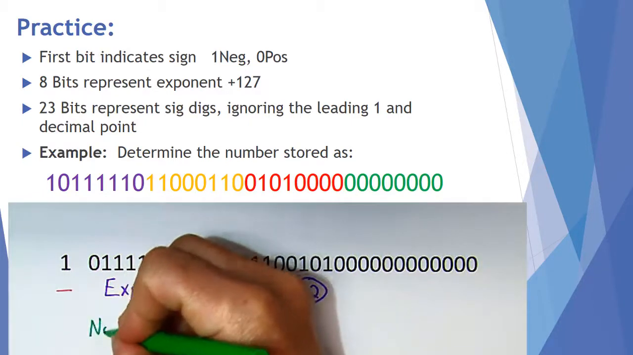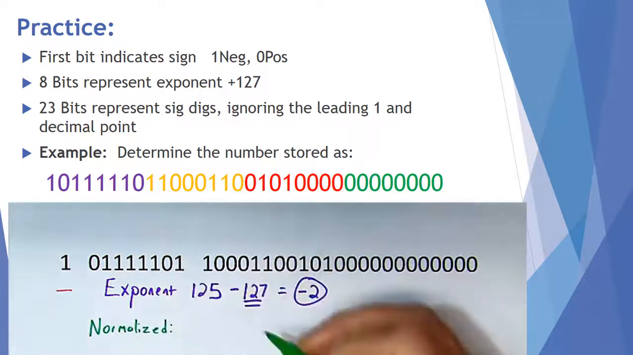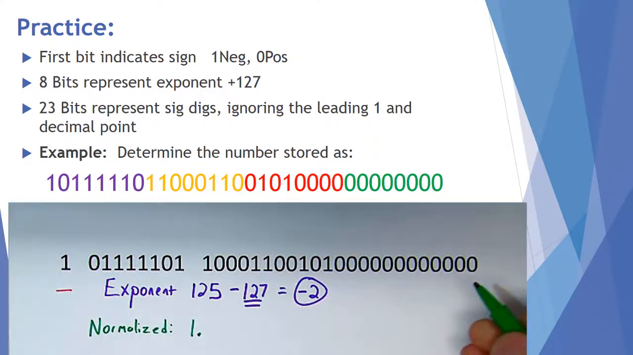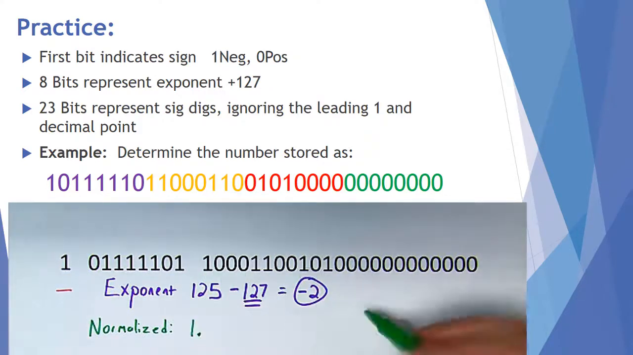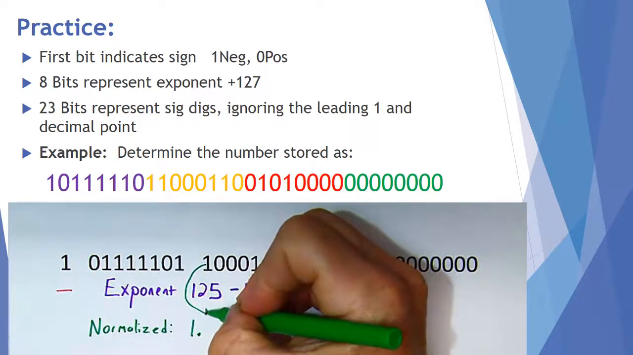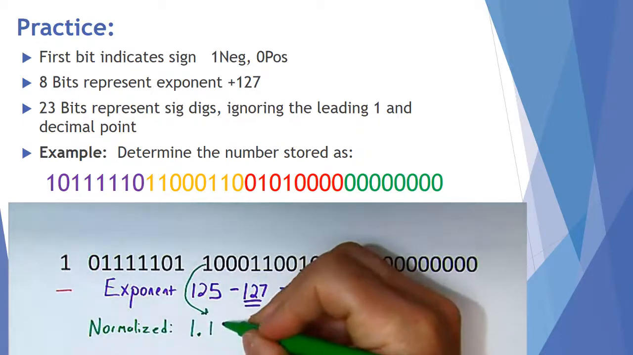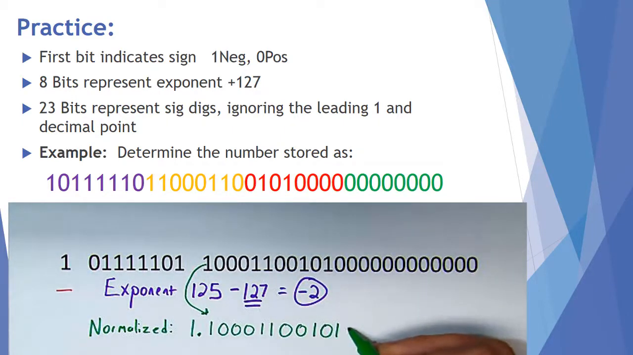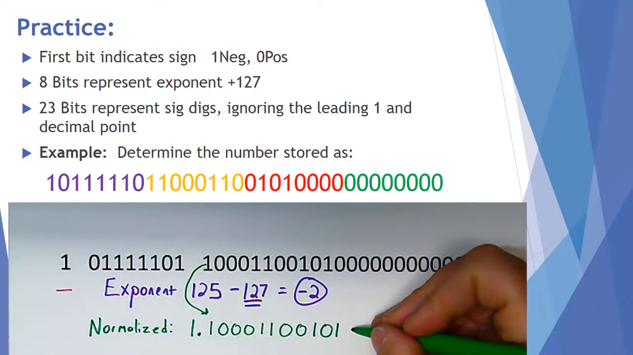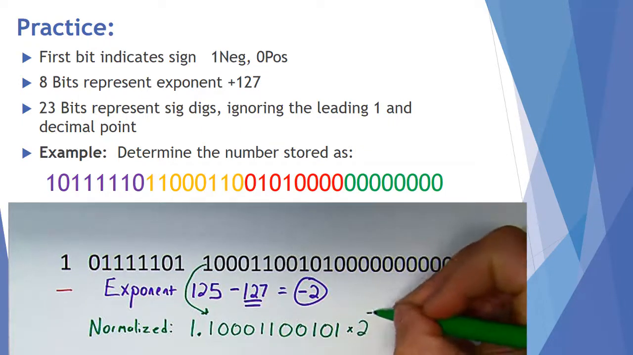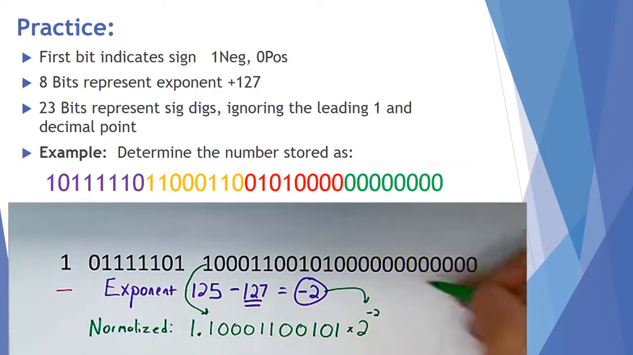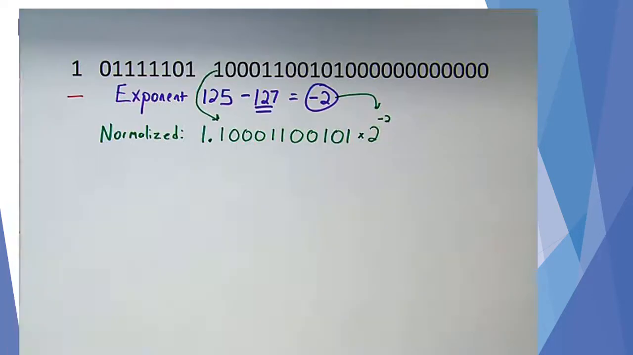Let's write this number in normalized form. We know we're going to start with 1 point something, and 1 point what? Well, it's going to be 1 point and all of these digits after the binary point. We can quit after the last one. It's zeros, everything after that. And so it'll be 1.10001100101 times 2 to the -2nd power, which means that we're dealing with a small number here.